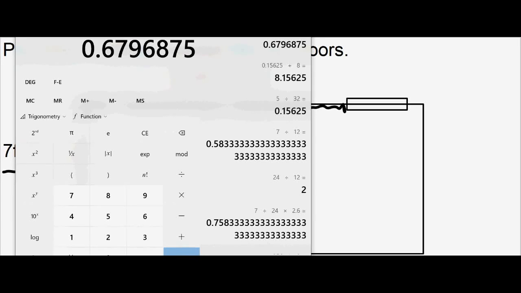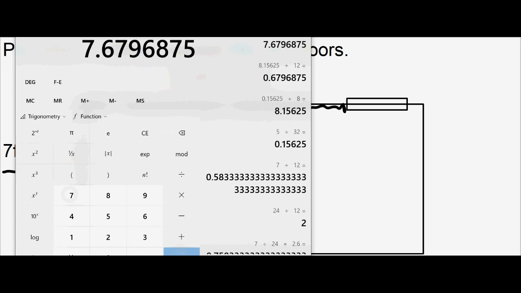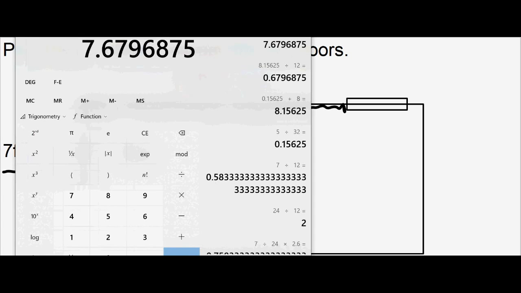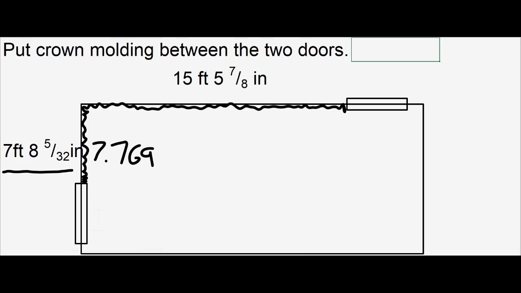Now I add the number of feet. And I get 7.679. Before I do anything, I'm going to clear my memory and store that in memory. I think that was right. 7.697, because I should round up. I'm not going to use that number that I've written down, though. I just wrote it down for reference.